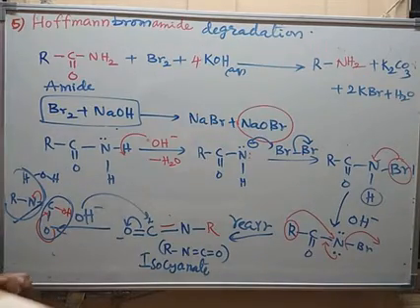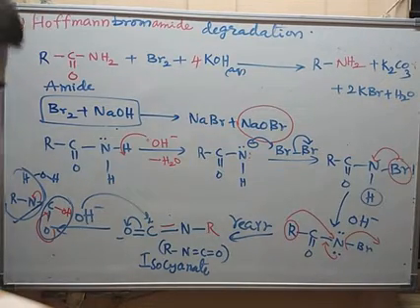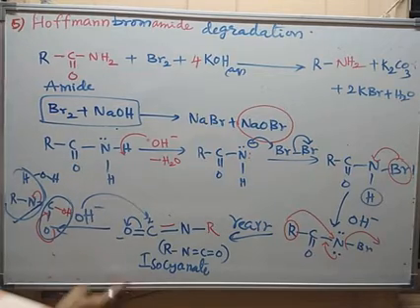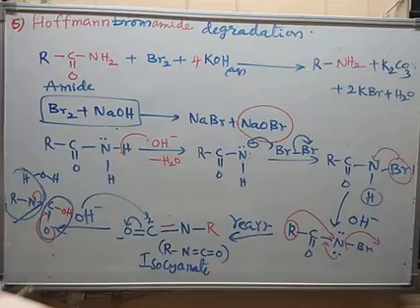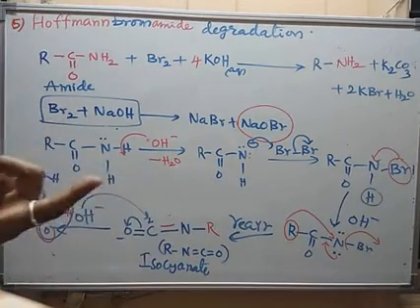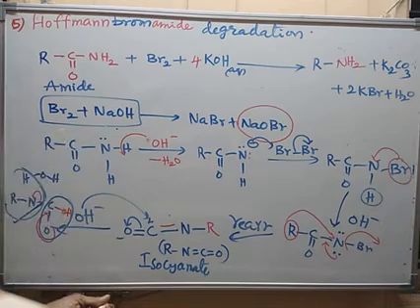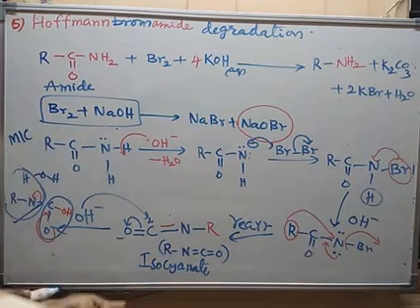Okay, this is over. Right, what is the reactive intermediate formed in this reaction? The reactive intermediate formed here is isocyanate. One important isocyanate you have encountered in the first year is methyl isocyanate. You studied MIC gas.